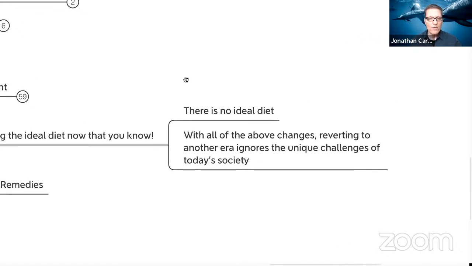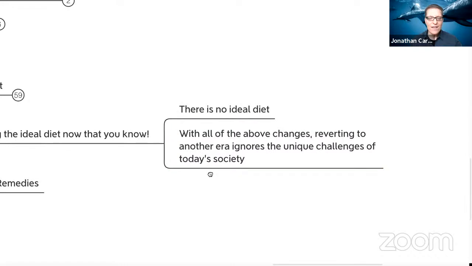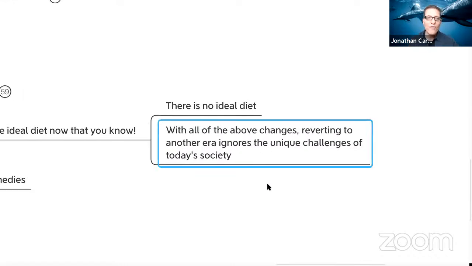And I think that's really important, because we have to understand that with all the above changes, reverting to another era ignores the unique challenges of today's society, which basically to me means that we need to be focusing on toxins. We need to understand detoxification, or at least helping our liver and its natural detoxification, understanding movement in a much better way, customizing it for ourselves, and then focusing on getting rid of the new abnormally dense foods that are around.